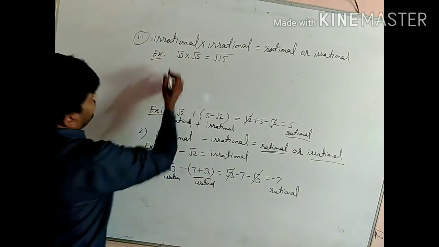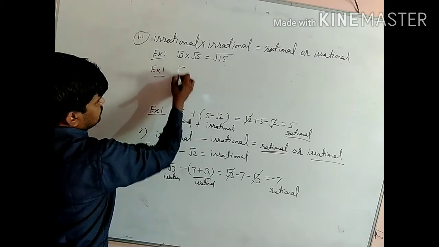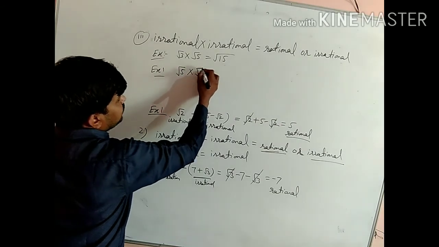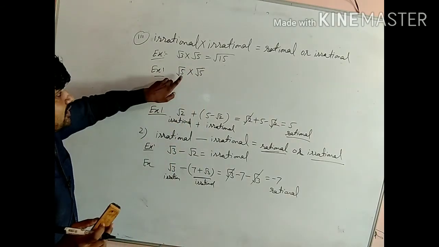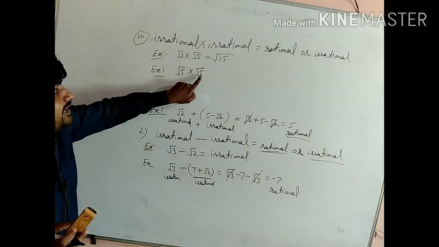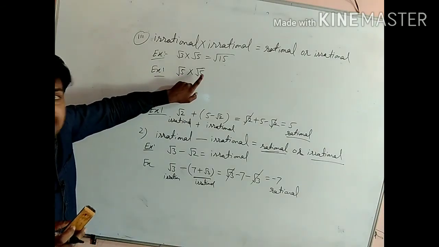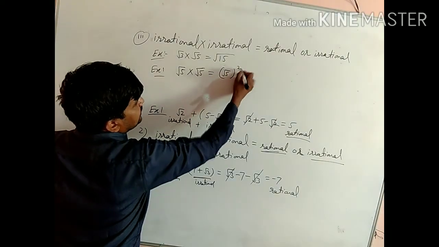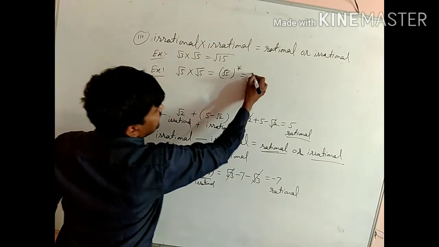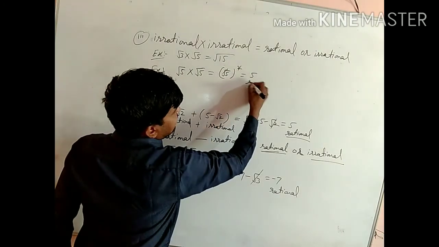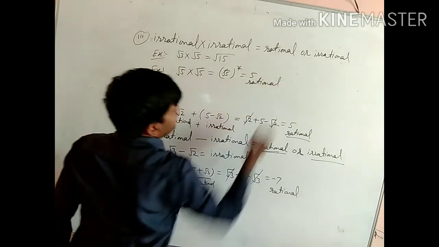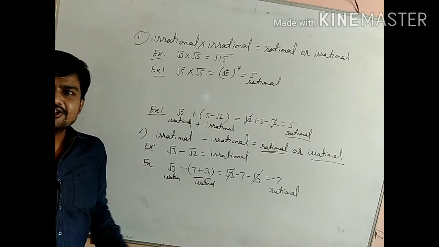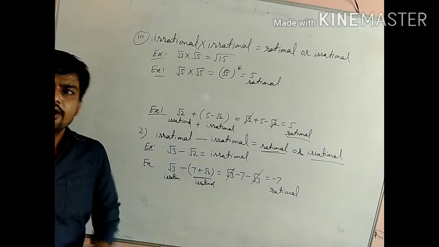But if we look at another example, root 5 is irrational and we multiply it by root 5. Both numbers are irrational. Root 5 is irrational and the second number root 5 is also an irrational number. So here we get the square of root 5, and the square cancels out the root, we get 5. So 5 is rational. So the result of irrational into irrational depends on the numbers. It may be rational or irrational.